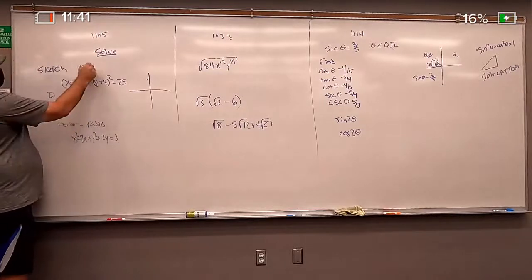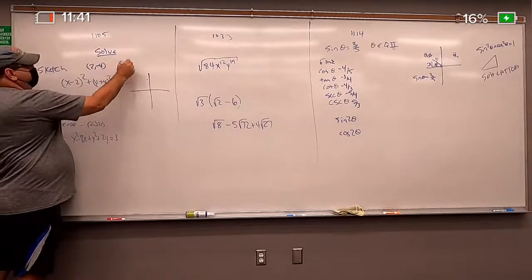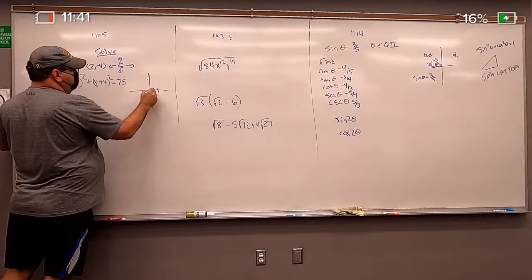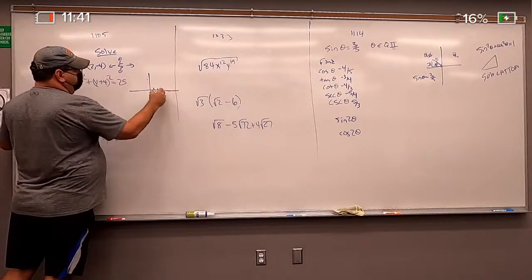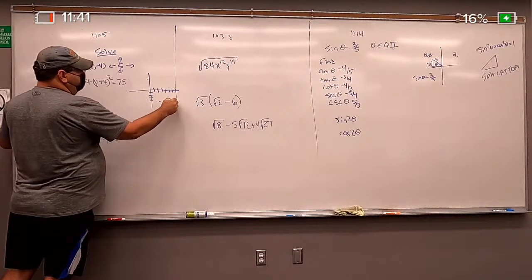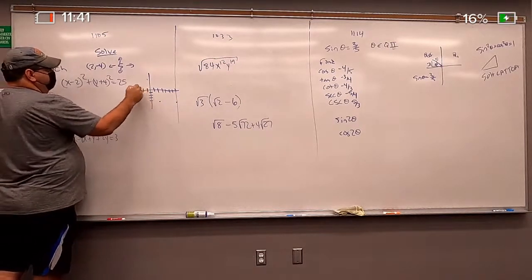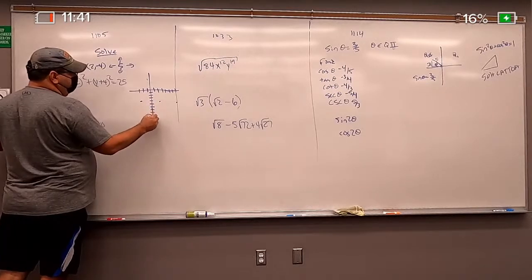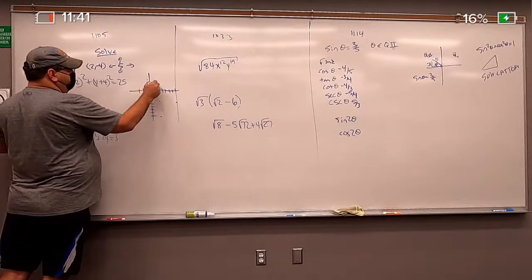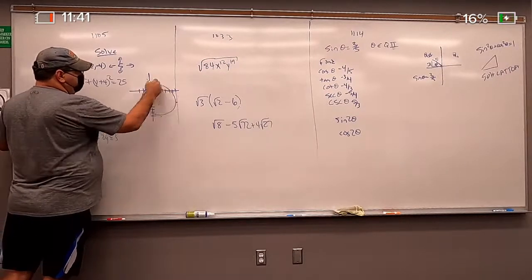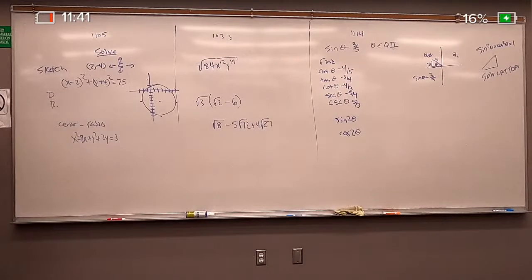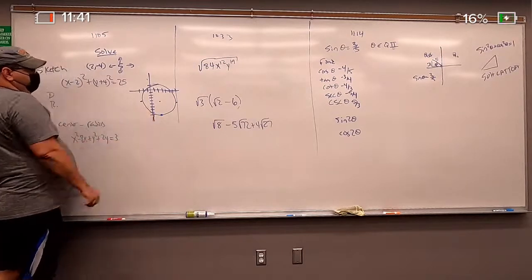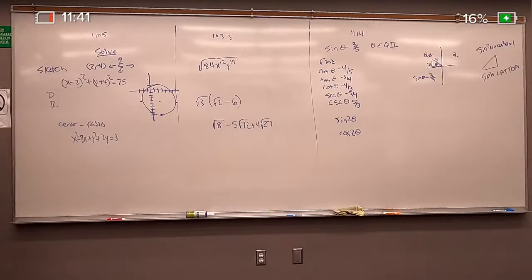The center is going to be 2, negative 4, do you agree? And then we're going to go 5 in all directions. So if I start at 2, and I go 5 this way, that takes me to here. 5 this way takes me to here. 5 down takes me to here. 5 up takes me to here. And I totally misdrew that, but it's a good circle. Much better.